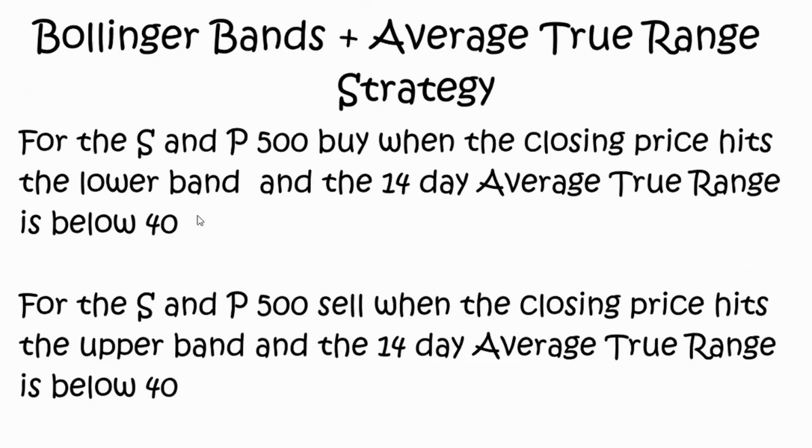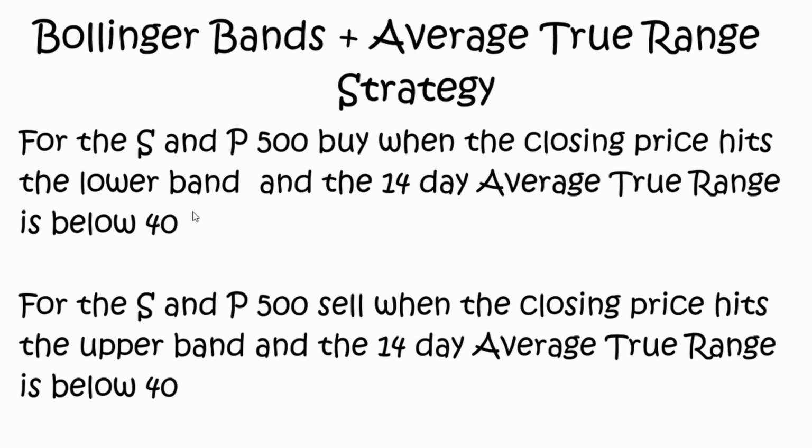Okay, so here's a summary of the strategy that I use for the Bollinger Bands and average true range when trading on the S&P 500. I like to buy when the closing price hits the lower band and the 14-day average true range is below 40. And I like to sell when the closing price hits the upper band and the 14-day average true range is once again below 40. Couple of important points.